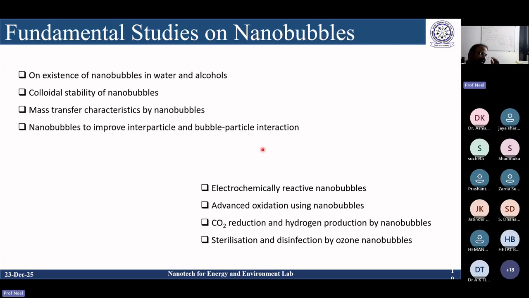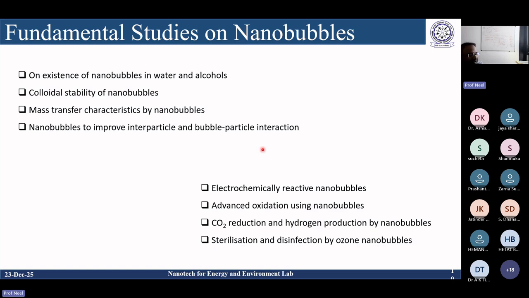Of course, is it possible that nanobubbles are colloidally stable? Is it possible that a nanobubble alone may not exist, but nanobubbles exist just because there are plenty of other bubbles? So the other bubbles present in the system provide a collective stability, or we can say colloidal stability. Is this the case? We have also studied that.